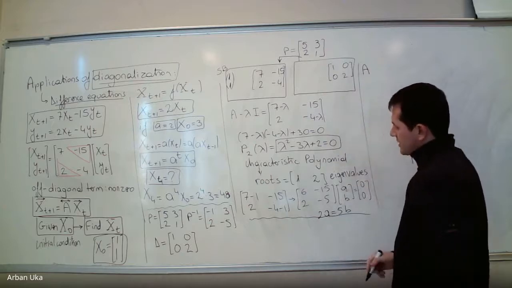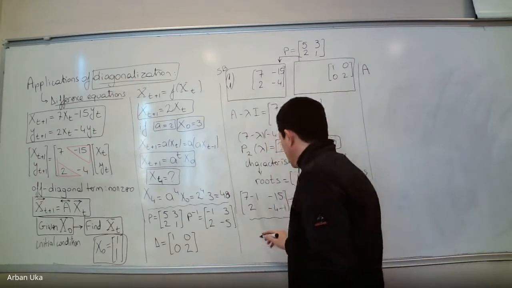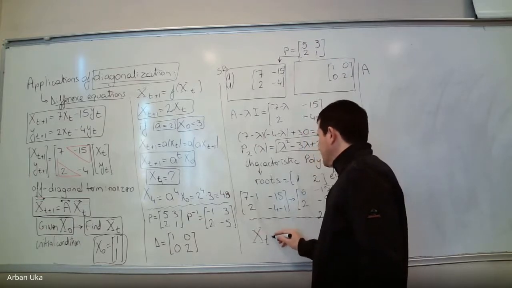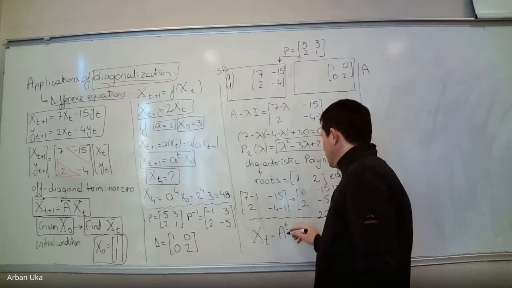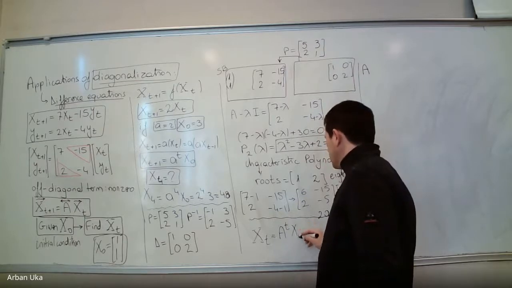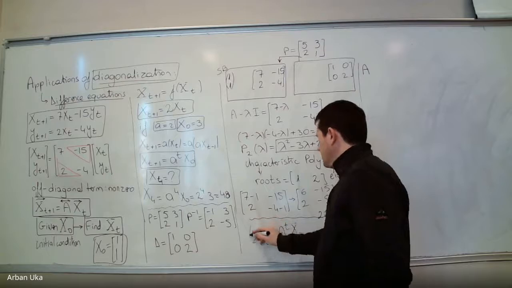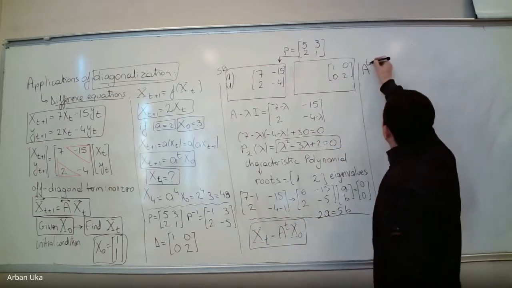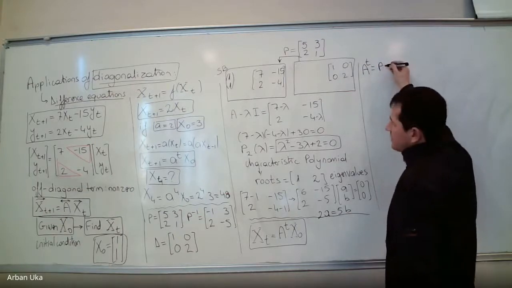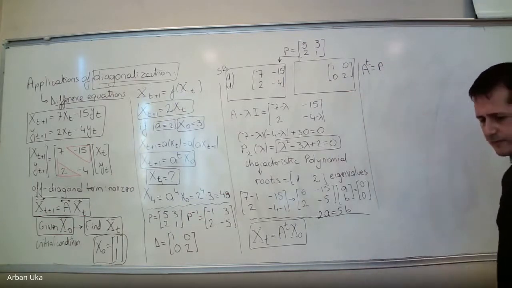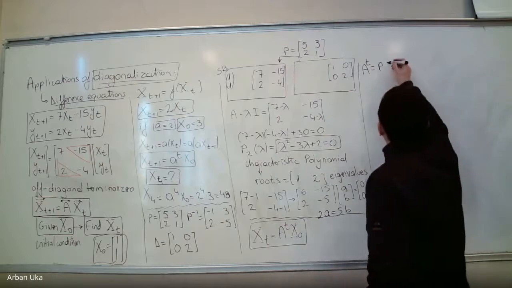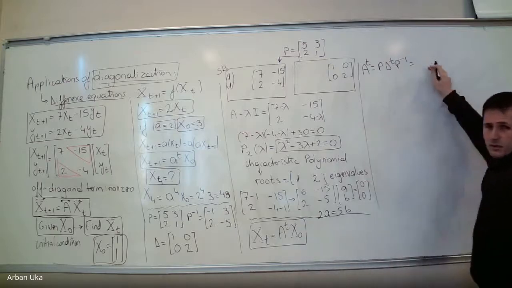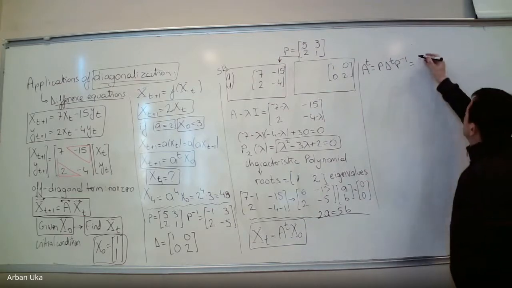Because the question is, using these matrices, we have to find what is the vector x_t, and x_t is equal to A to the power t times x_0. To calculate this, we need to find this, and this is equal to P, D to the power t, P inverse.